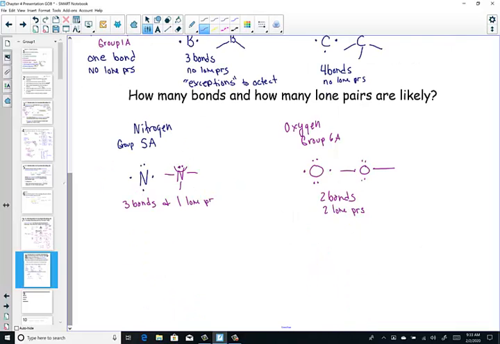When I look at fluorine next, fluorine, who lives in group 7A, we can see fluorine with its 7 valence electrons. Clearly I can see that in order to achieve an octet, fluorine wants to form 1 bond, 1 shared pair. So we'd have 1 bond only for any of the halogens and 3 sets of lone pairs.